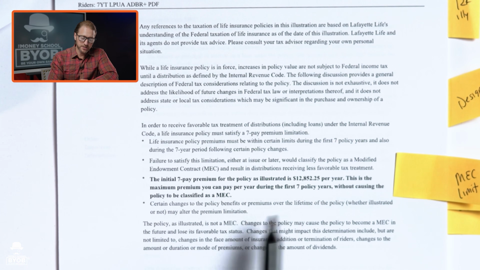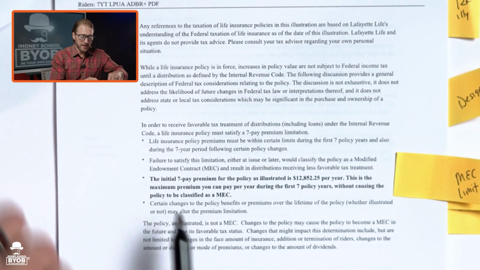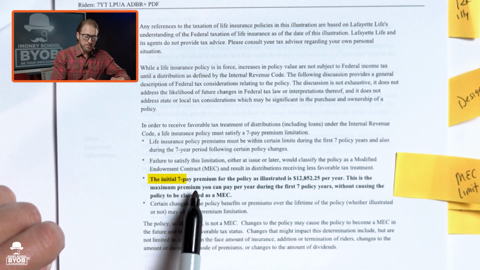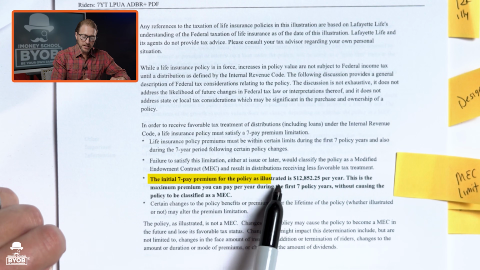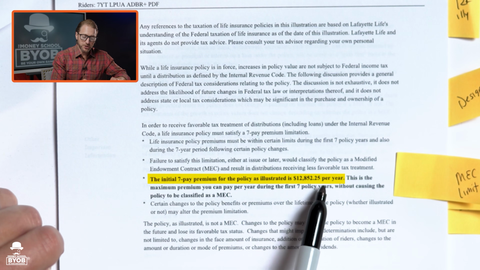Now, the other thing that is very important when it comes to the tax information here, and it's all covered, is the MEC 7-pay. In every policy we design the policy right to the MEC 7-pay limits, and you can see that right here. The initial 7-pay premium for the policy, as illustrated, is $12,852. That's $852.25 above and beyond the $12,000 premium deposit that you told us you wanted to be able to put into the policy.